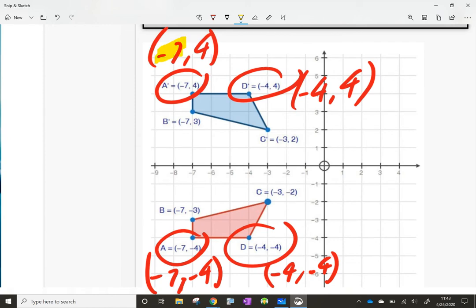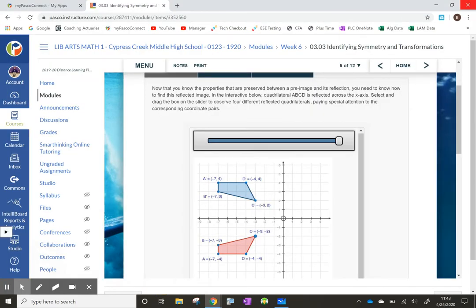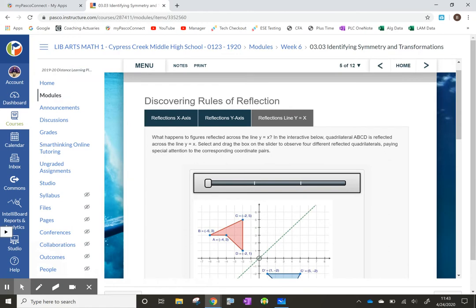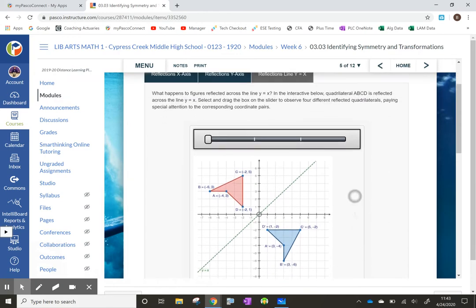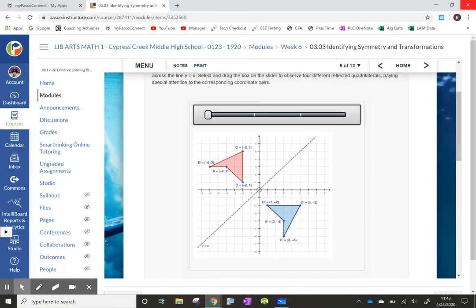So without doing too much, you can already kind of see the pattern. The x value is not changing on this one. It's staying the same, -4, -4, -7, -7. But the y value is changing, right? It started as a -4, then went to a +4. With D, it started at -4 and then went to a +4. So this is where we create our rules from. And then we have the same thing for reflecting a line over y equals x.